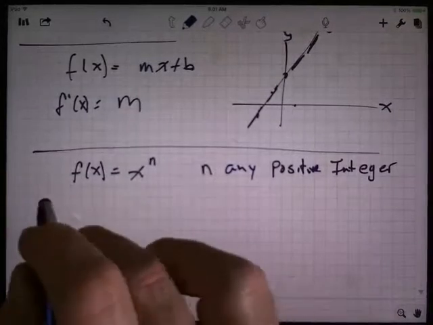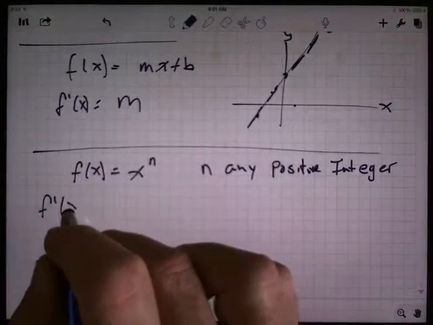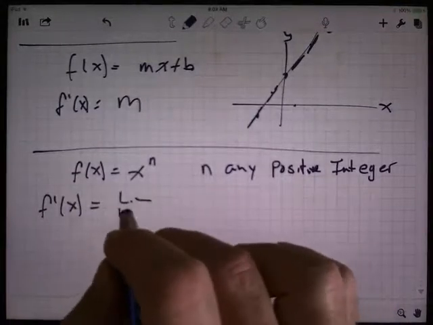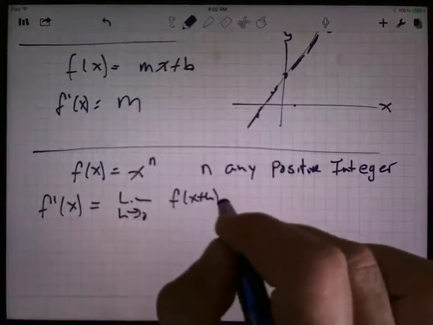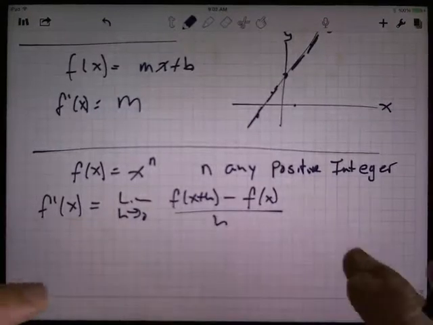So how am I going to do this? Well, I don't have a shortcut rule yet, so I'm going to go back to the definition of derivative. This is the limit as h goes to 0 of f of x plus h minus f of x all over h. This is just the definition. I haven't done anything yet.